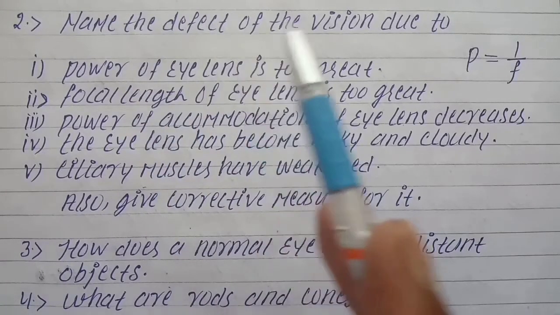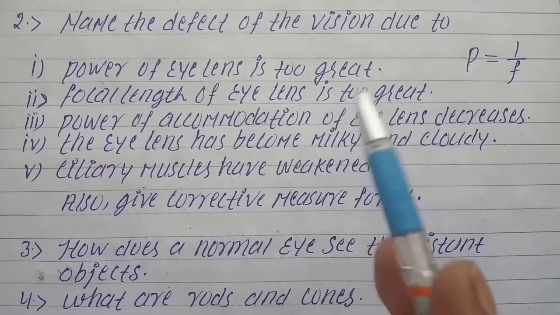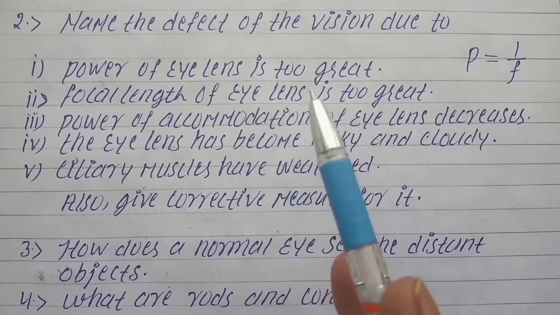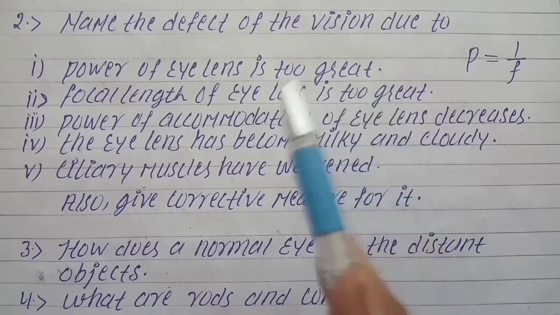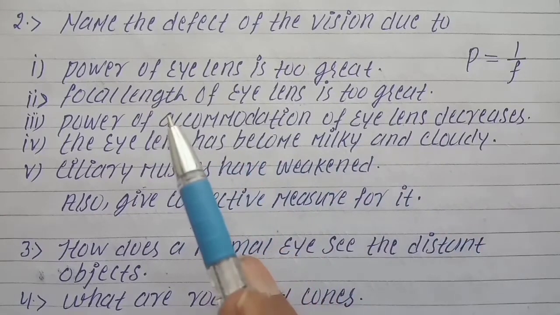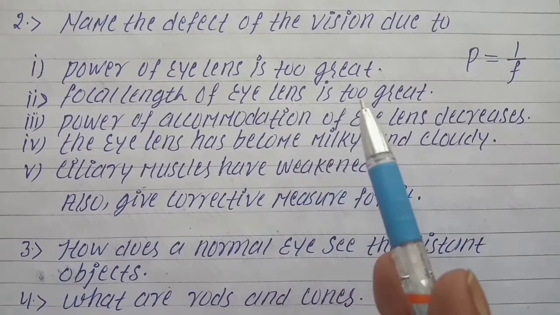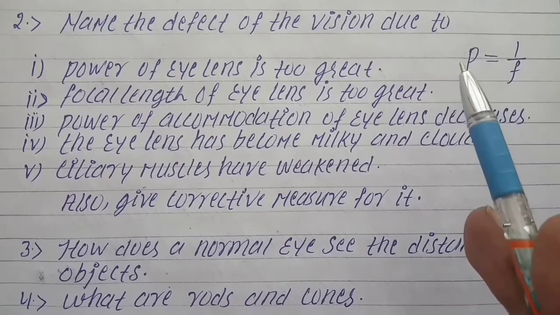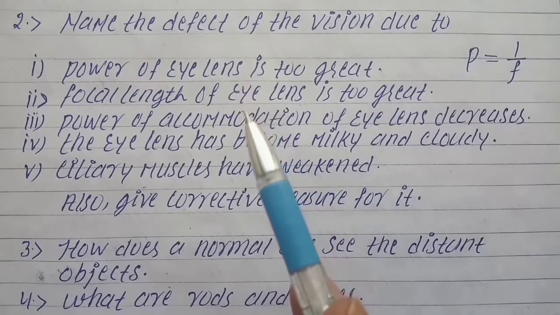Name the defect of vision due to: number 1, power of eye lens is too great. Since in this case power is too great, means high power or high converging power, and high converging power means myopia, which can be corrected by concave lens. Next, focal length of eye lens is too great. In this case the focal length is high. If focal length is high, then power is low, or low converging power, means hypermetropia, which can be corrected by convex lens.